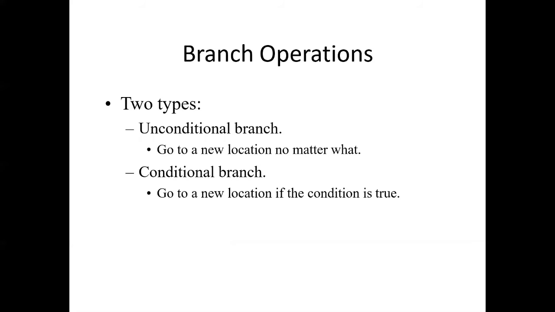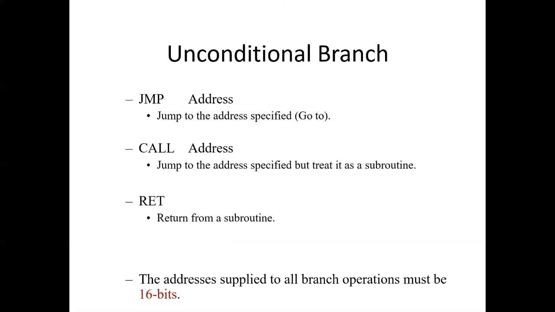So these are the branch operations: unconditional branch and conditional branch. We have studied JMP address, jump to the address specified; CALL address, jump to the address specified but treat it as a subroutine; and RET, return from a subroutine. The addresses supplied to all branch operations must be 16 bits.